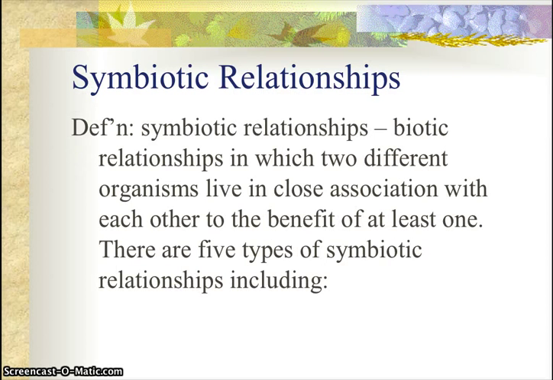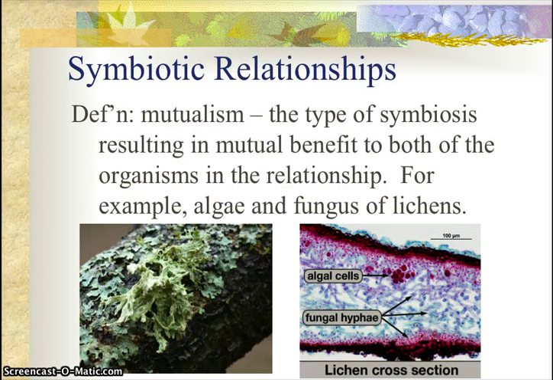A symbiotic relationship is a type of biotic relationship in which two different organisms live in close association with each other to the benefit of at least one. There are 5 types of symbiotic relationships. The first one is mutualism. Mutualism is the type of symbiosis resulting in mutual benefit to both of the organisms in the relationship. For example, algae and fungus of lichens.